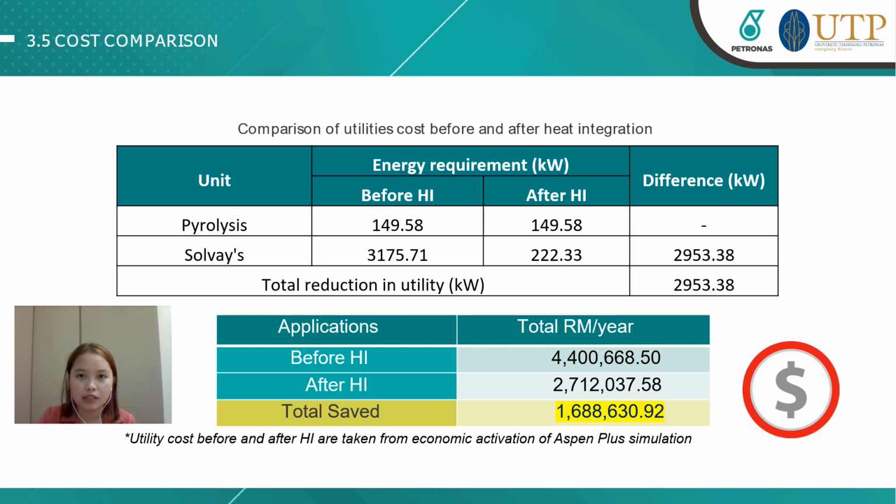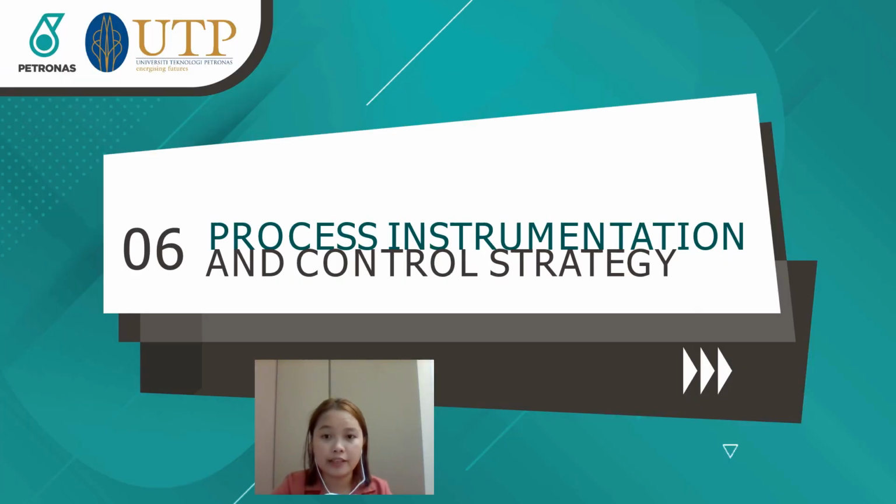Then a modified simulation flowsheet was developed for the process after heat integration, and we extracted the estimated cost from the economic analysis of the Aspen Plus simulation. Before the heat integration, the estimated utility is about 4.4 million ringgit, and after heat integration, the utility is reduced to about 2.7 million ringgit with almost 50% utility reduction. And that is all for heat integration.